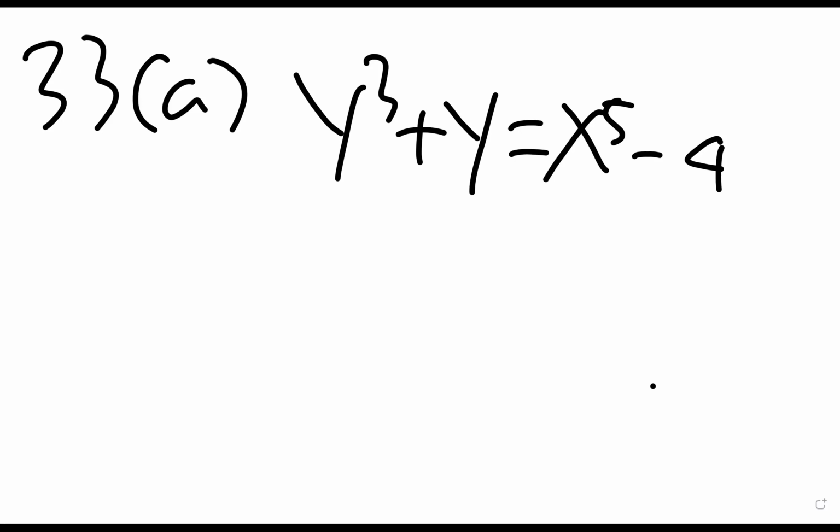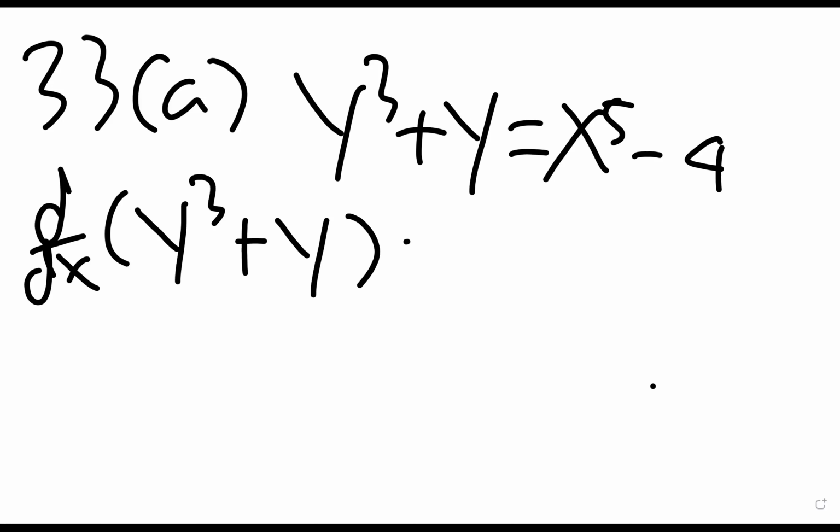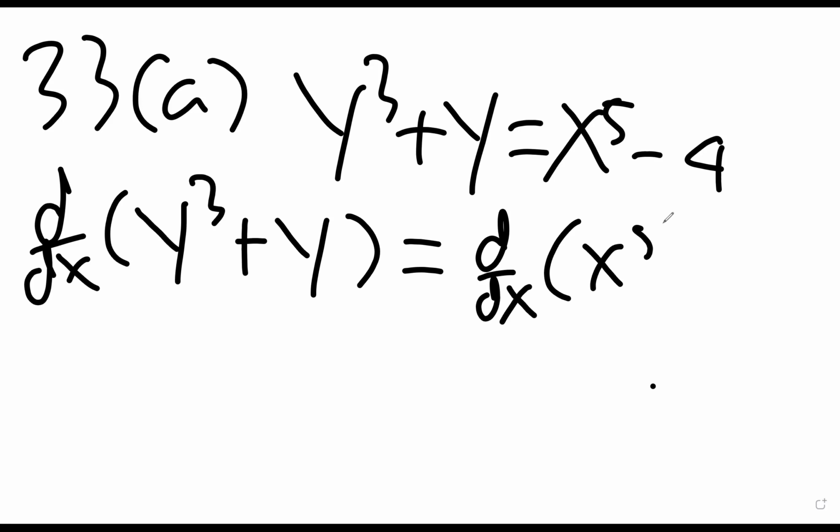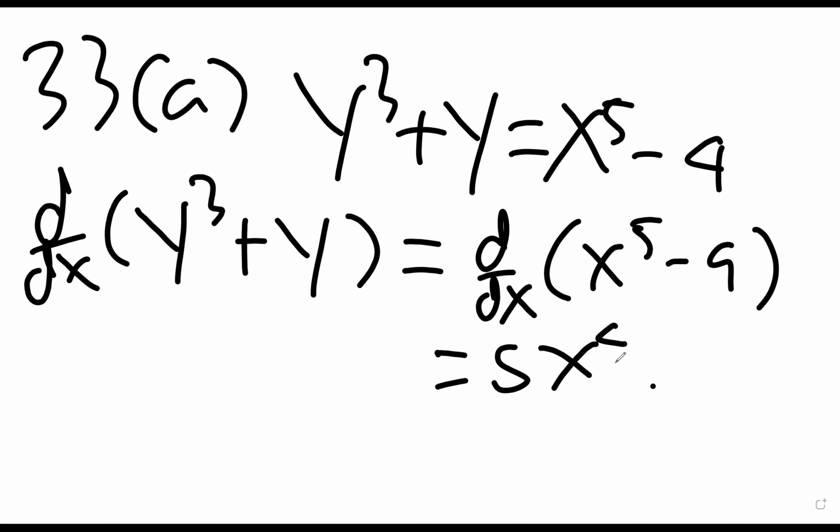I will simplify the notation by denoting the first derivative by y prime and the second derivative by y double prime. If I take the derivative with respect to x of y cubed plus y, it equals the derivative of x to the power of 5 minus 4. The easier part is the right hand side, because it only contains the x variable. There I have 5x to the power of 4.